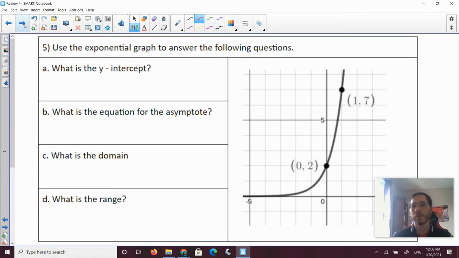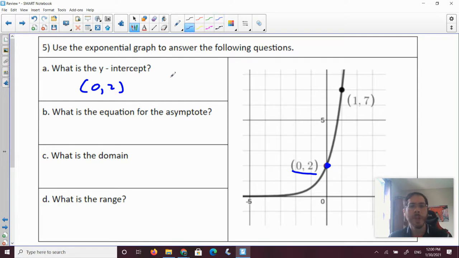Use the exponential to answer the following questions. So again, this is pretty early on in the chapter, but what's the y-intercept? Well, the y-intercept is where we cross the y-axis. I'll do that in blue because it's going to be the same number as a. So (0, 2) is the y-intercept.